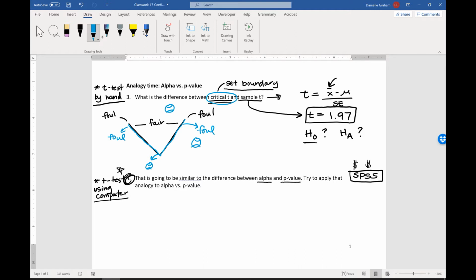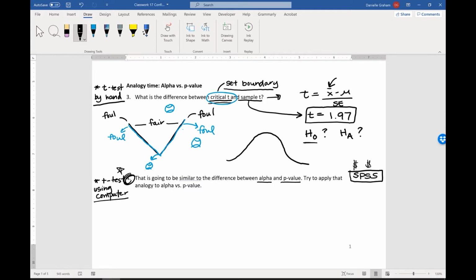The foul lines do not change with each hit. The foul lines remain the same. The foul lines are the boundary that is set ahead of time. And we look at where the ball went and compare it to those boundaries and say, okay, are we going to make the decision? Is it in or is it out? That's the same thing that we're doing with critical T versus sample T.